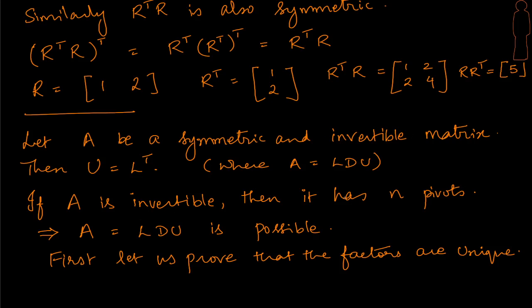If A is invertible, we know that it has got n pivots. We had proved this earlier. And if A has n pivots, we know that LU factorization will be successful. So we can make this assumption that A is equal to LDU is definitely possible, right? So that's the statement we have got. A is symmetric and invertible, which means that A is equal to LDU is very much possible. We are supposed to prove that U is L transpose, or in effect, we are supposed to prove that A now becomes LD L transpose, right? We should try and prove this.